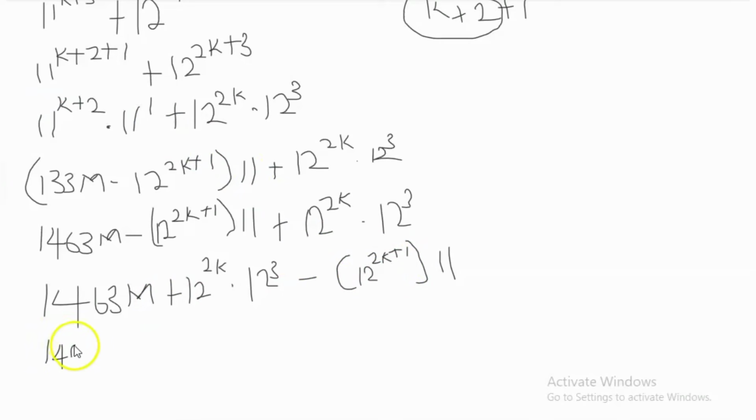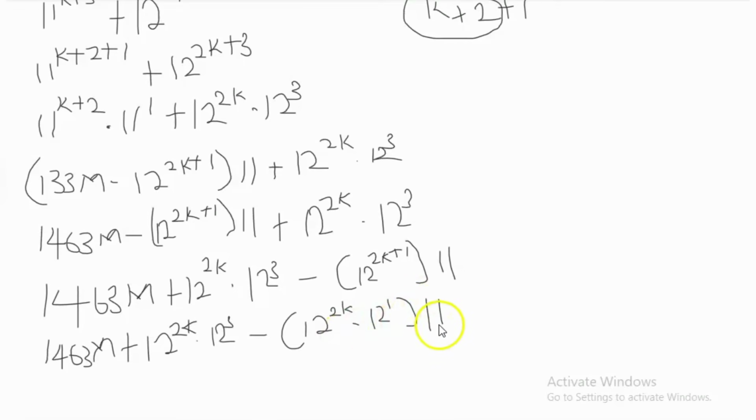So this is 1463m plus 12 to the power of 2k multiplied by 12 to the power of 3 minus 12 to the power of 2k, let's expand this, multiplied by 12 to the power of 1. So it's the same indices that we have been doing before. We just expanded this, okay? Everything multiplied by 11. So now I see something common in everything, which is 2k.